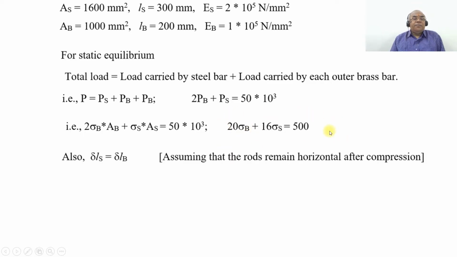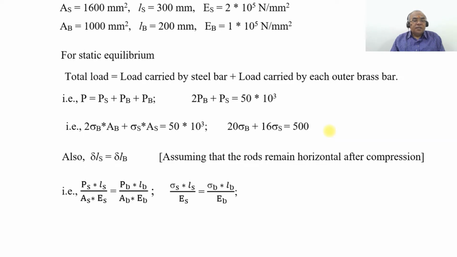As the area of contact between the steel and the brass bar at the top surface is the same, it remains horizontal even after the compression. Therefore, delta LS will be equal to delta LB. So what is delta L? P into L by A into E. Substituting the formula, PS into LS by AS into ES will be equal to PB into LB by AB into EB.